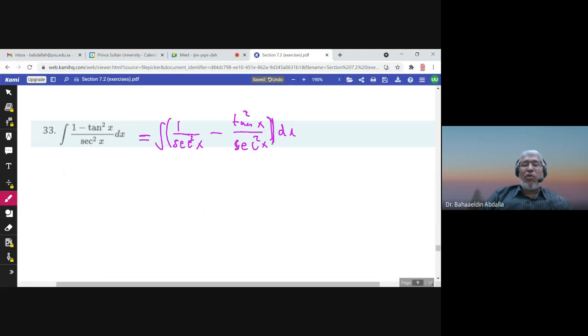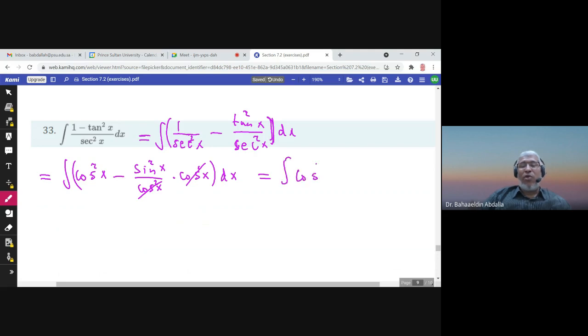Well, what is 1 over secant square? Isn't it cosine square? Okay. And what is tan square? Isn't it sine square over cosine square? And this is 1 over secant square, so it would be cosine square. These two cancel. Wow, and I have cosine square x minus sine square x.